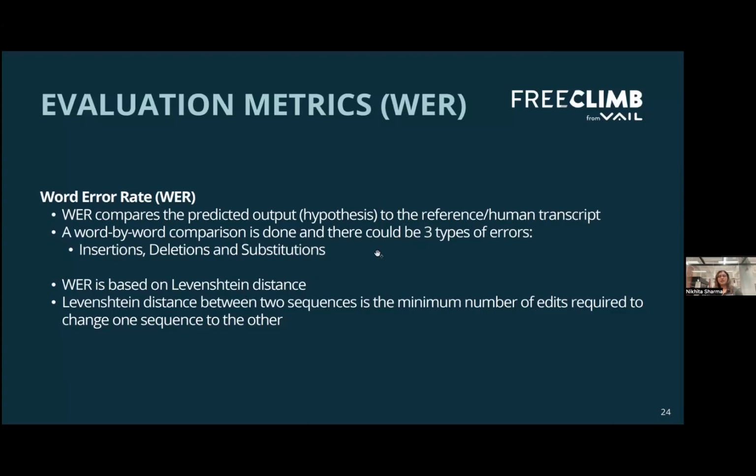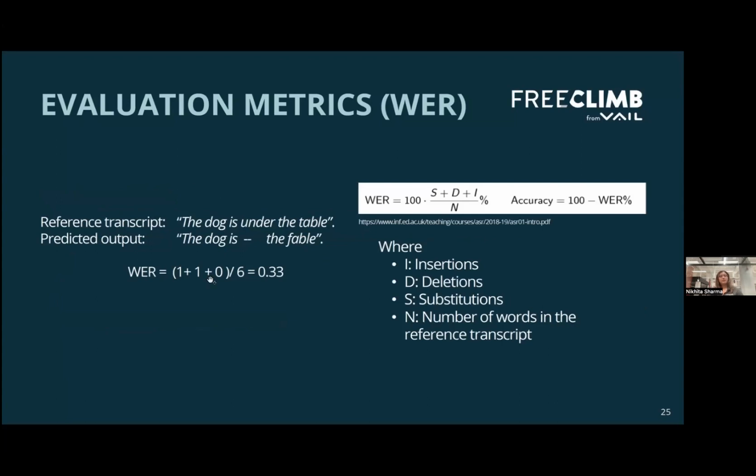And the idea is how many edits are required to change the hypothesis to the reference transcript. That's what the word error rate is trying to calculate. So for example, if you have a human transcript as "the dog is under the table", and your model gives a predicted output of "the dog is dash the fable", you can see that there's one deletion here and one substitution. So that's how the word error rate is calculated. And we want this number to be smaller, because the smaller the word error rate, the higher the accuracy.